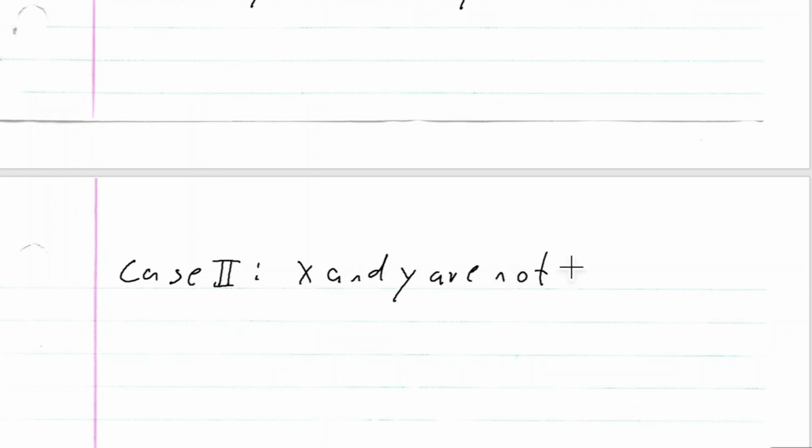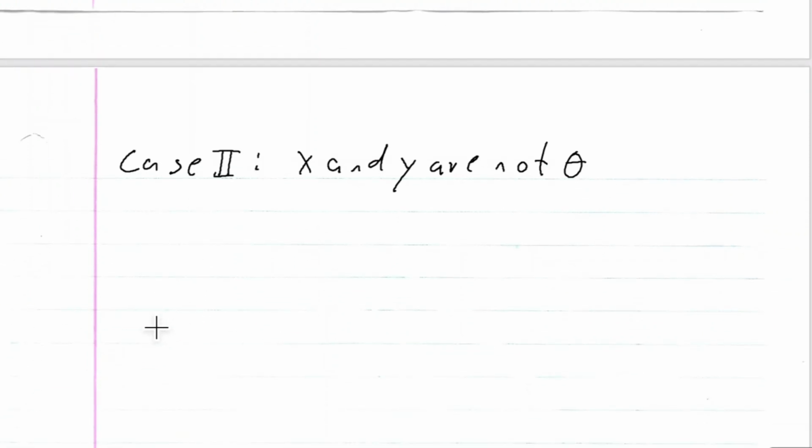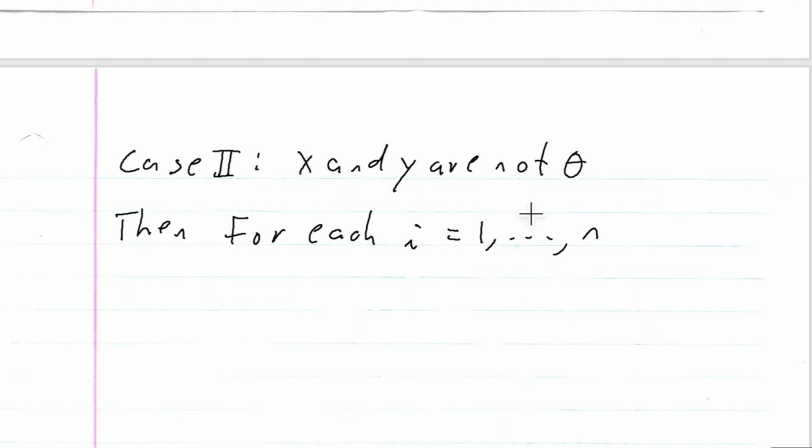So now we're going to look at the case where neither of them is the 0 element. Case 2: x and y are not that 0 element in R to the n. Then we know for each i, and of course i is the index from 1 to n, 1, 2, 3, 4, 5, all the way to n, that this inequality is true.